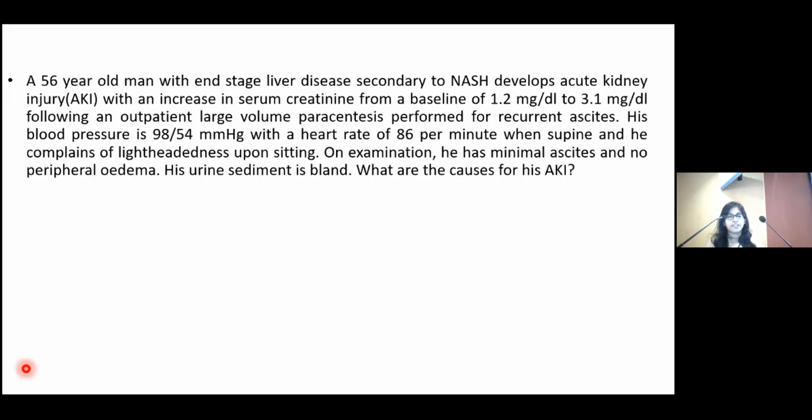So this is a case, I will read it out. A 56-year-old man with end-stage liver disease, secondary to non-alcoholic steatohepatitis, developed acute kidney injury with an increase in serum creatinine from a baseline of 1.2 milligram per deciliter to 3.1 milligram per deciliter following an outpatient large volume paracentesis, which was performed for recurrent ascites. His blood pressure is 98 by 54 millimeter mercury with a heart rate of 86 beats per minute when supine, and he complains of lightheadedness upon sitting. On examination, he has minimal ascites and no peripheral edema. His urine sediment is bland, and so my question is, what would be the etiologies for his AKI?